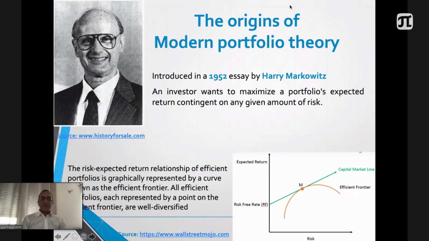So the risk-expected return relationship of an efficient portfolio is graphically represented by a curve known as the efficient frontier. All efficient portfolios, each represented by a point on the efficient frontier, are well diversified. So in the graph on the right, you can see the expected return, risk, and you can see the efficient frontier. Where the efficient frontier is tangent with the capital market line, we have the market portfolio.